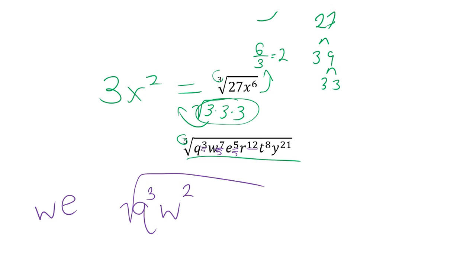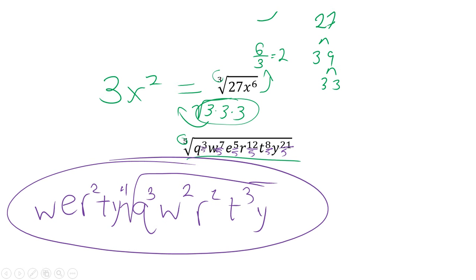Then we go to r, divide that by 5. 12 divided by 5 is 2, remainder 2, which means we have r squared outside and r squared inside. And now we go to t, or 8. 8 divided by 5 is 1, with 3 left over. And then y, 21 divided by 5 is 4, remainder 1. So we have y to the 4th, and then we have just y underneath. And that would be your simplified version of that one to the 5th. Oh, and then you want to make sure you put the 5th root attached to this radical. Okay, just to make sure you specify that it is a 5th root.